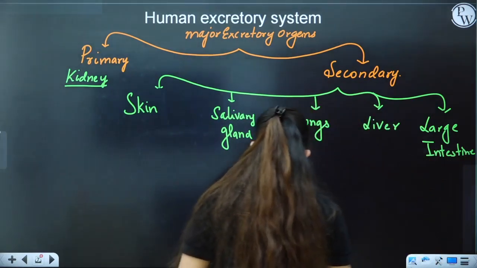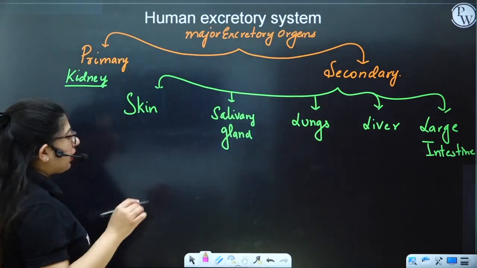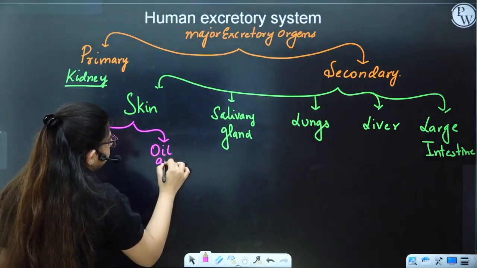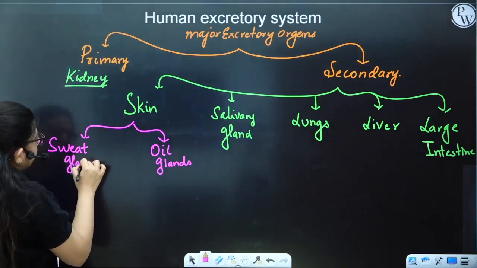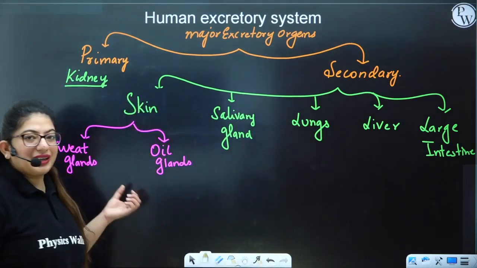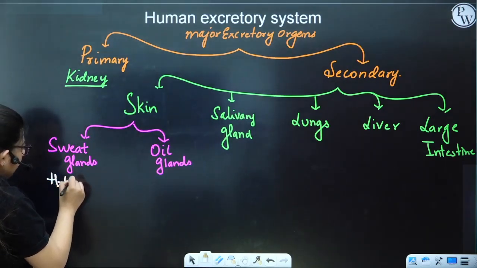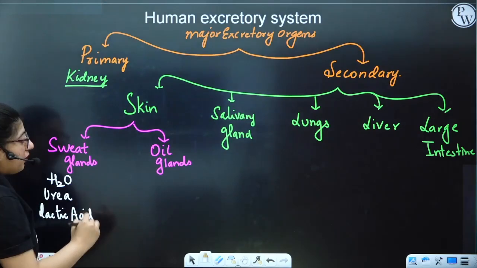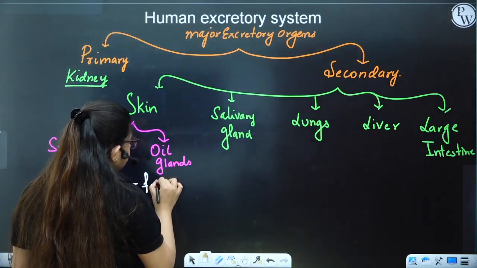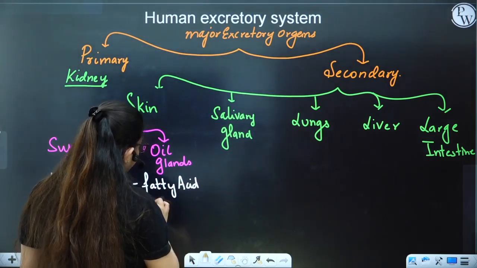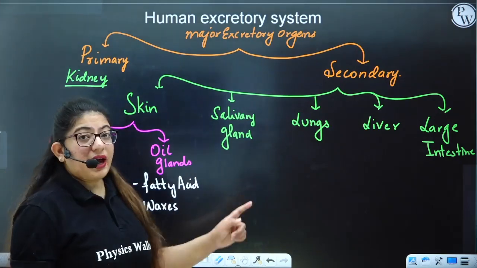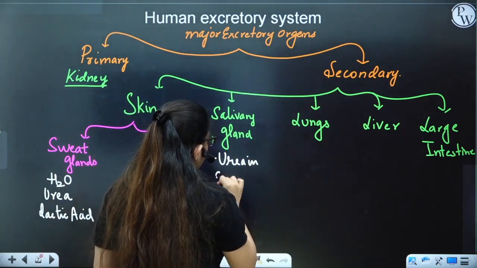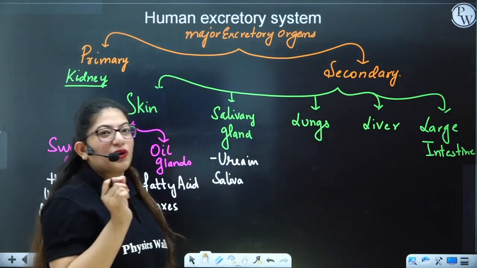Now, what do they excrete? Let's see. In skin, we have two types of gland. One is the sweat gland, the one that excretes sweat. Another is the oil gland. The sweat gland secretes sweat, which contains water, a small amount of urea, and lactic acid. Whereas oil glands secrete fatty acids and waxes. On the other hand, the salivary gland secretes saliva, but in saliva we also have a small amount of urea. So, yes, salivary glands also excrete a very small amount of urea, okay?